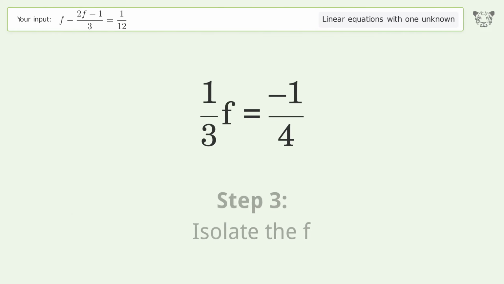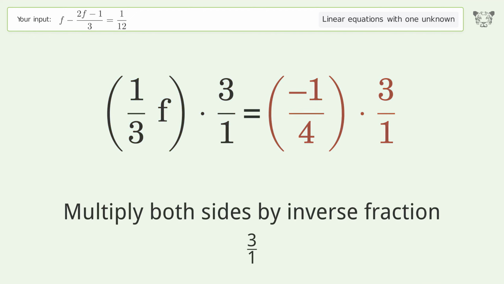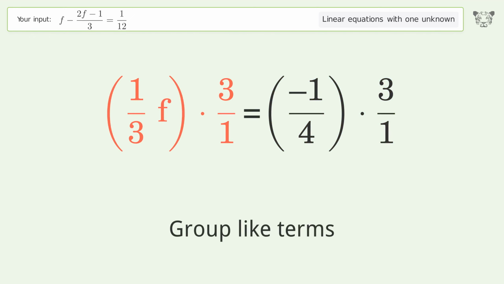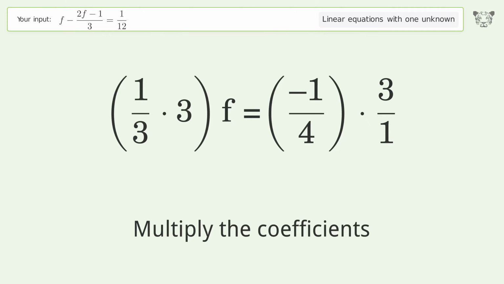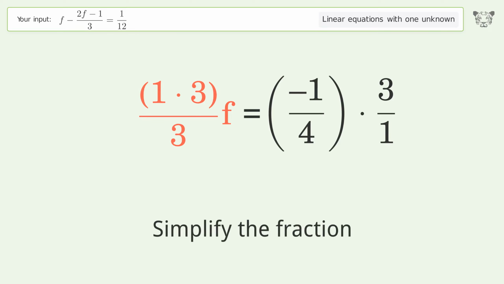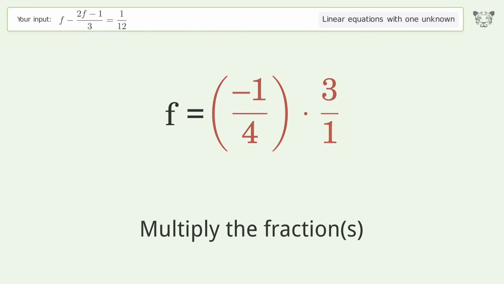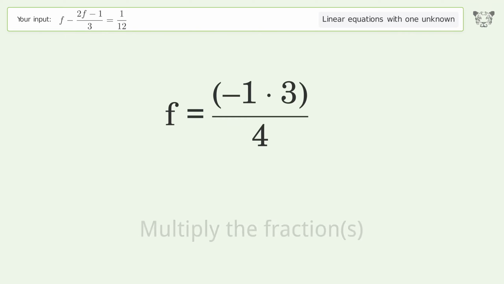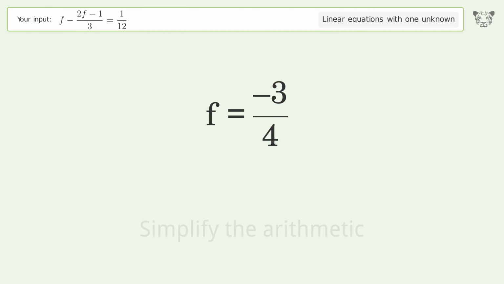Isolate the f. Multiply both sides by inverse fraction 3/1. Group like terms. Multiply the coefficients. Simplify the fraction. Multiply the fractions. Simplify the arithmetic. And so the final result is f equals -3/4.